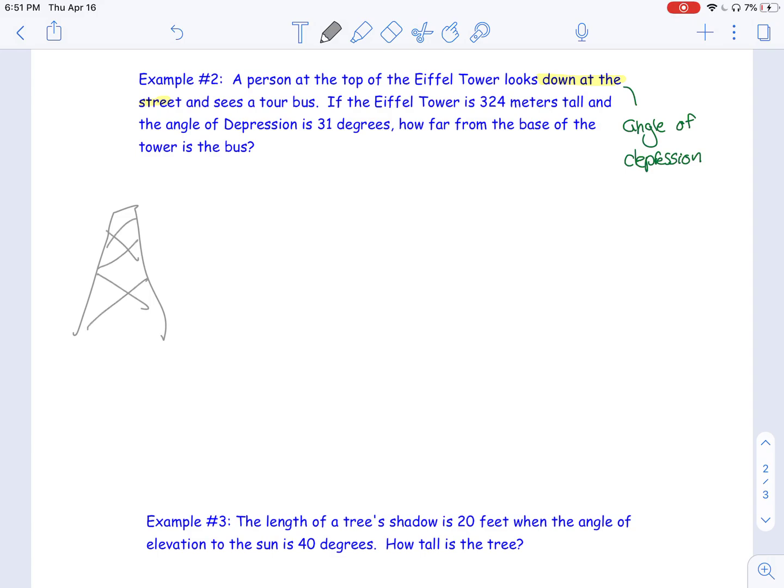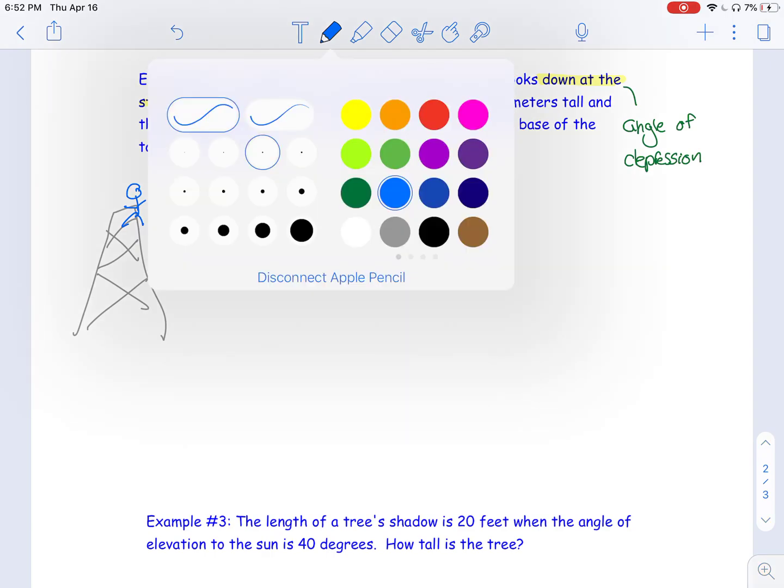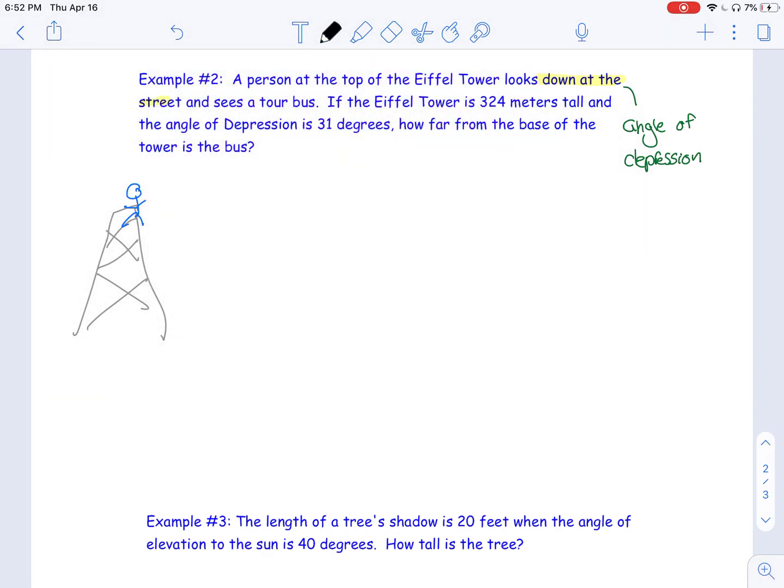here's my Eiffel Tower. There's someone standing at the top of the Eiffel Tower. So they're here at the top and they're looking down and they see a tour bus. So they're looking down and they see a bus.